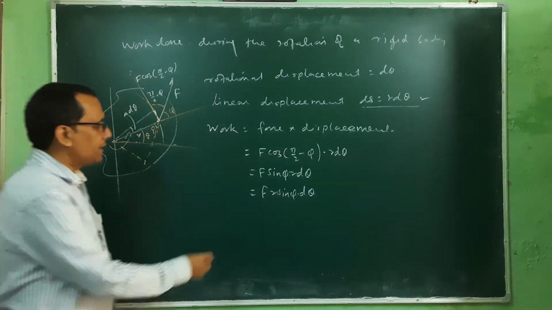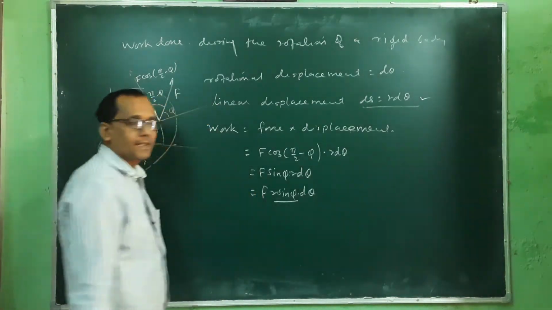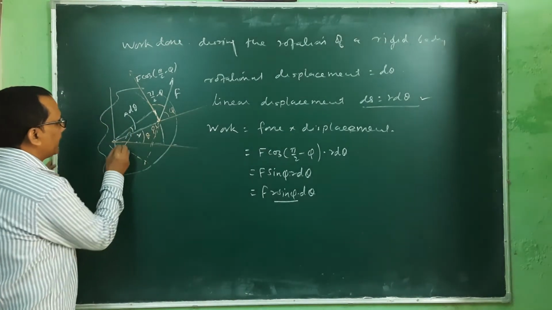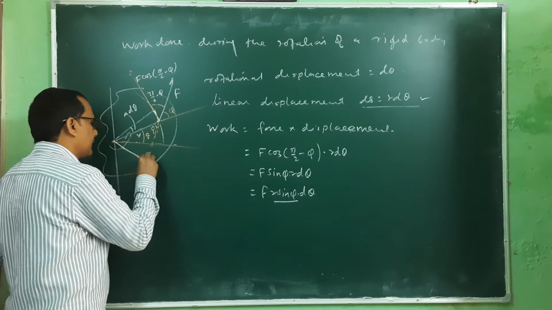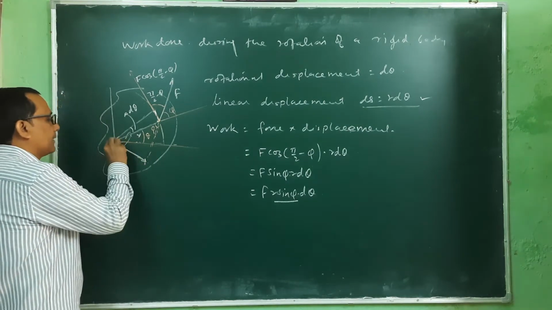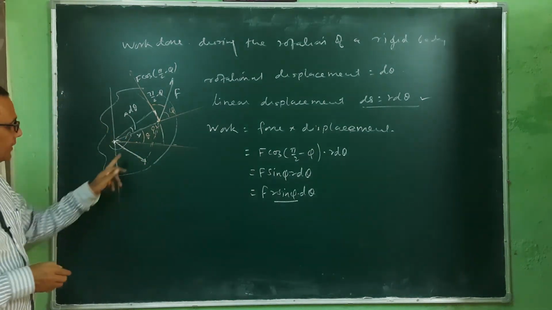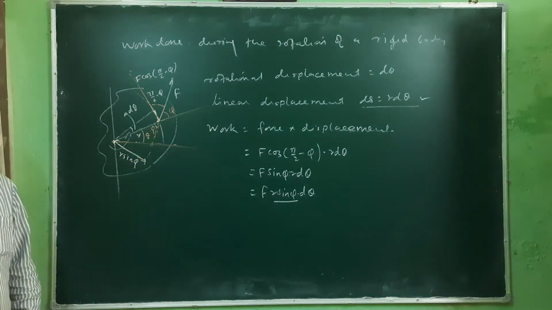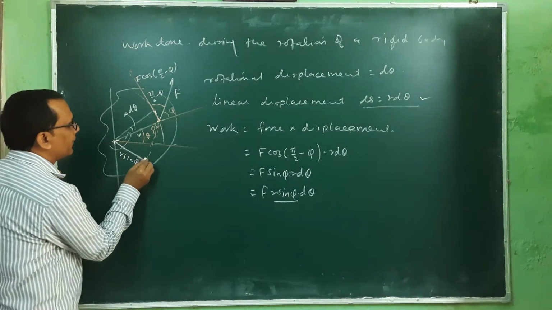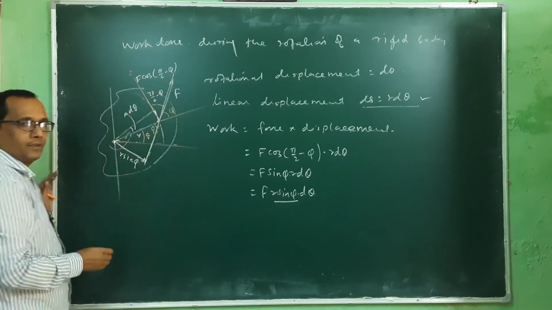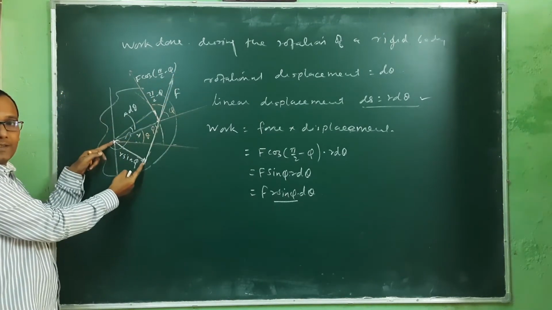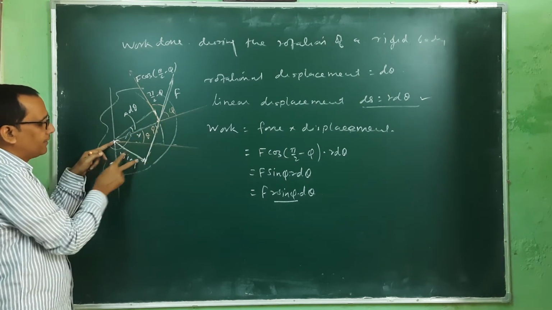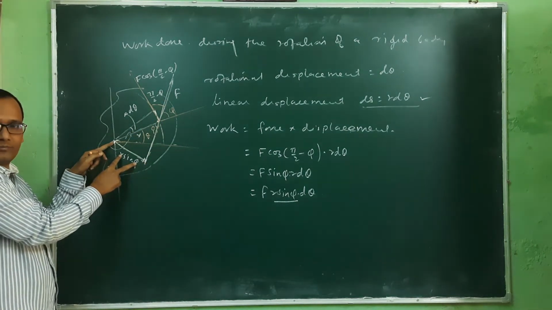Okay, so this is force, and what is this r sin phi? This r sin phi is this. This is r sin phi. And this is the direction of force, this is force, and this is the perpendicular distance from the axis. So one can represent this as torque tau.